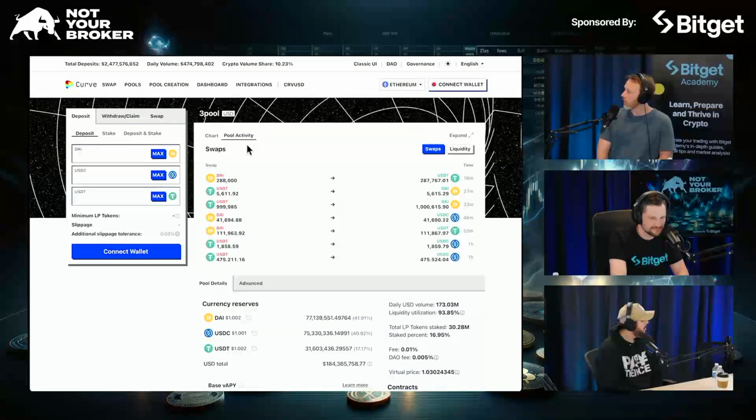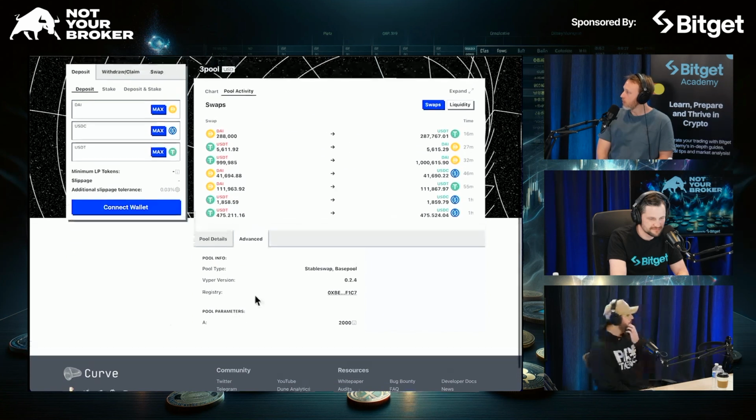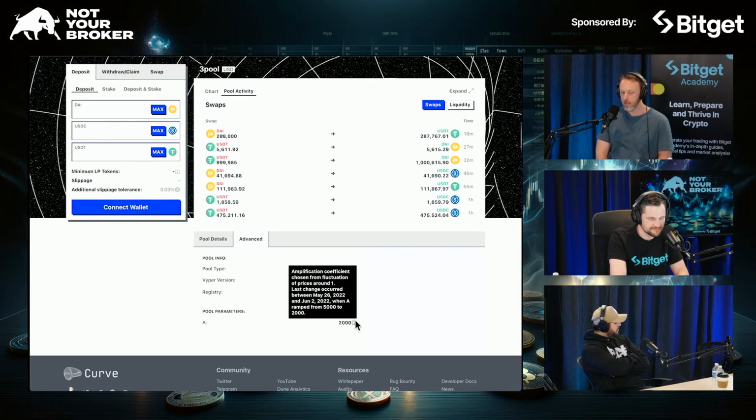Go to pool activity. So there you can see all the swaps going on. Do you see where it says advanced? If you go down at the bottom, pool parameters, A. So that A factor is the core variable that determines how swaps happen. That's a really important factor there.